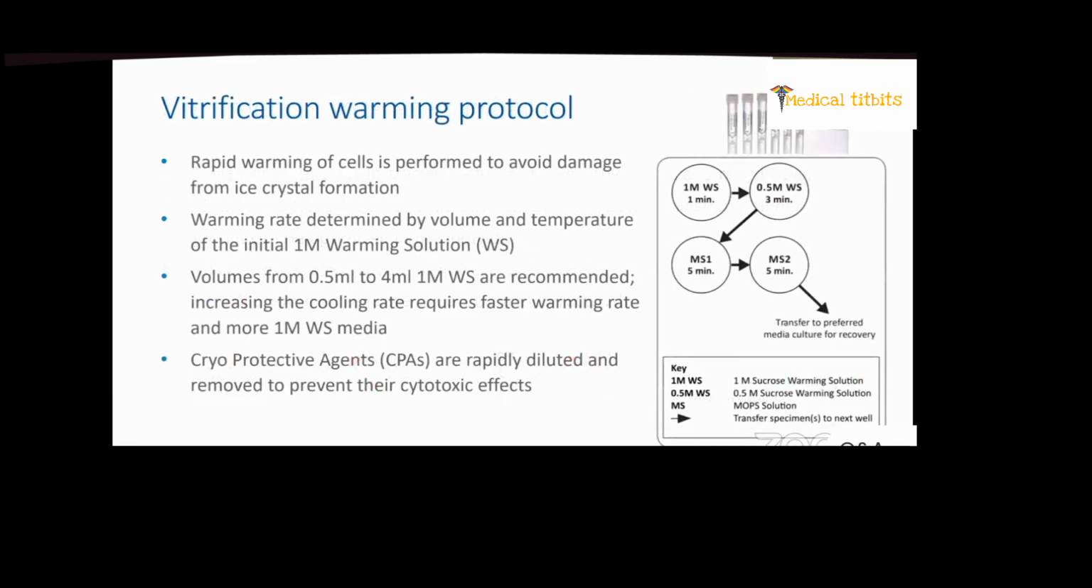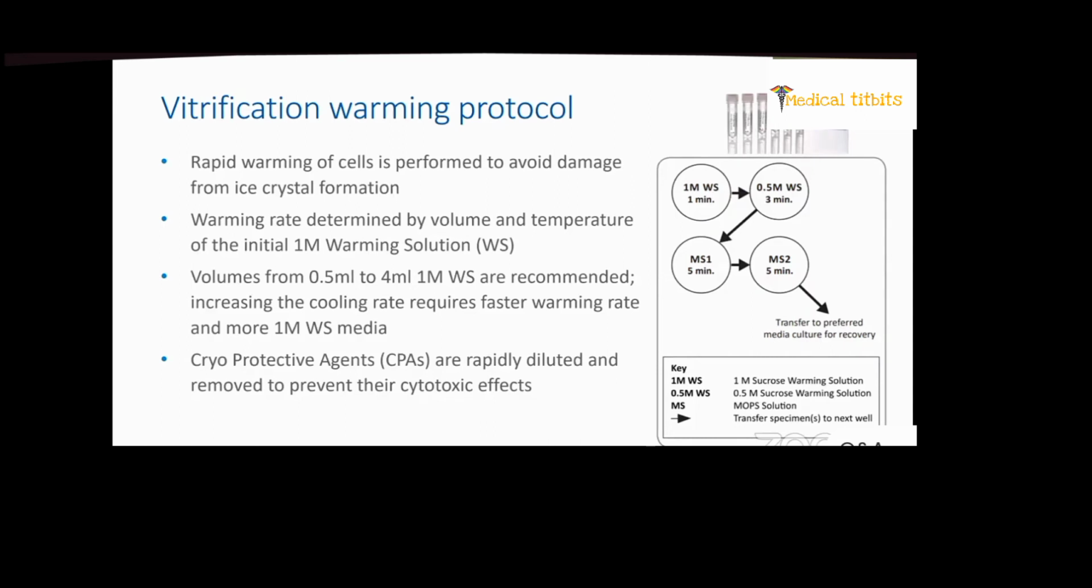The warming step is one of the most important in a vitrification program. Rapid warming is crucial to avoid ice recrystallization that can be detrimental to cell survival. The warming rate is determined by two parameters: the volume and temperature of the first warming solution, which contains 1 molar extracellular cryoprotectant. The recommended volume for this step differs for different commercial kits and protocols, but is usually in the range 0.5 to 4 mils.